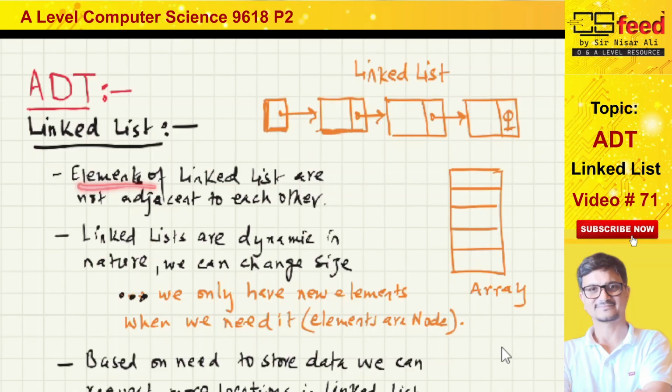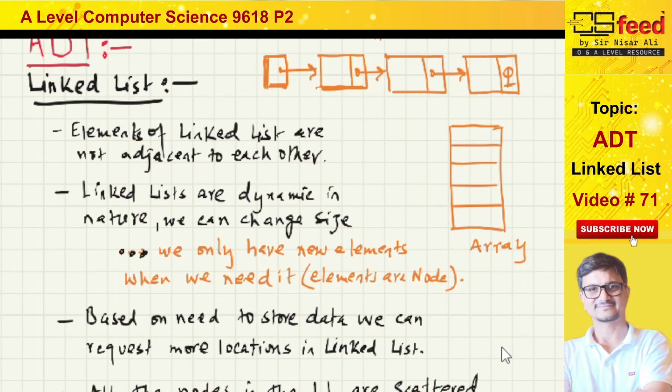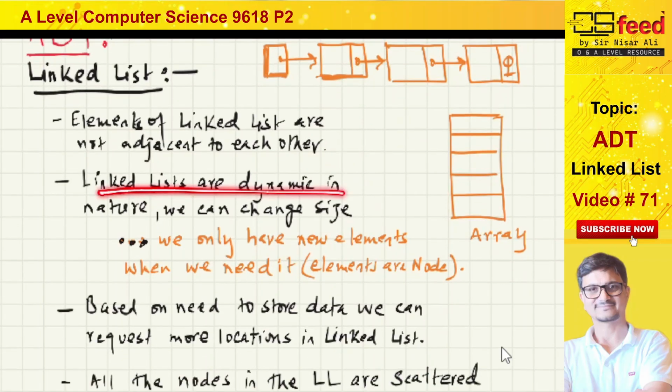So the elements of the linked list are not adjacent to each other the way they are in the array. You can see the elements in the array are adjacent to each other, but the linked list has the elements scattered on various different locations. The linked lists are dynamic in nature, so we can change the size, and we only add new elements when we need them.